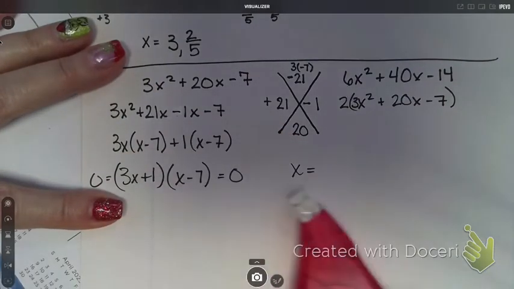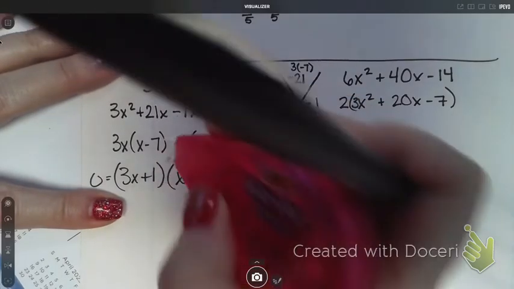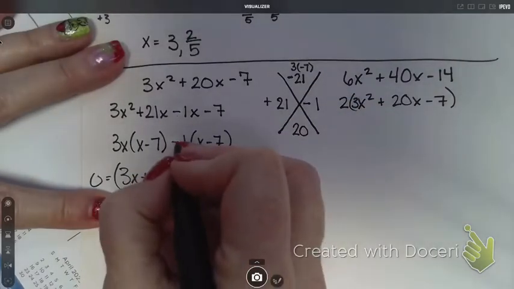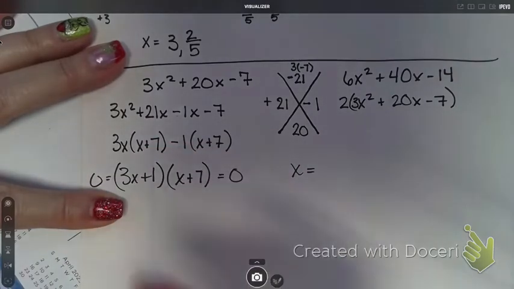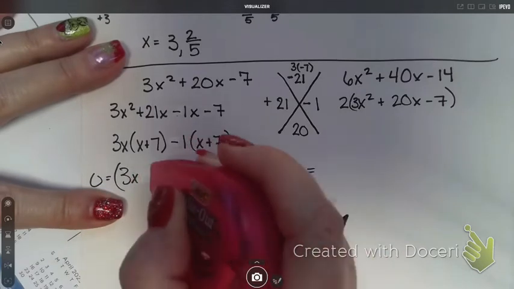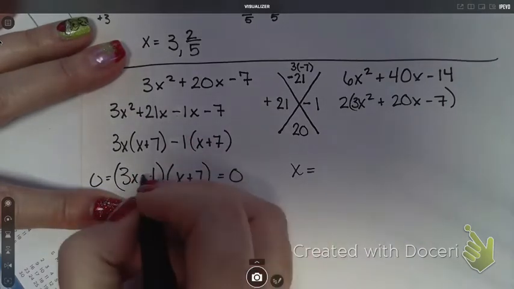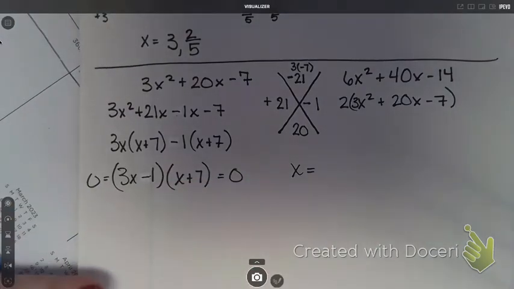So this would be a negative, and this would be a positive, right? Yep. Positive, and this would be a negative. Okay. I had them switched around up top, didn't I? Okay. Did you guys get 3x minus 1 and x plus 7? Yes. What'd you do?